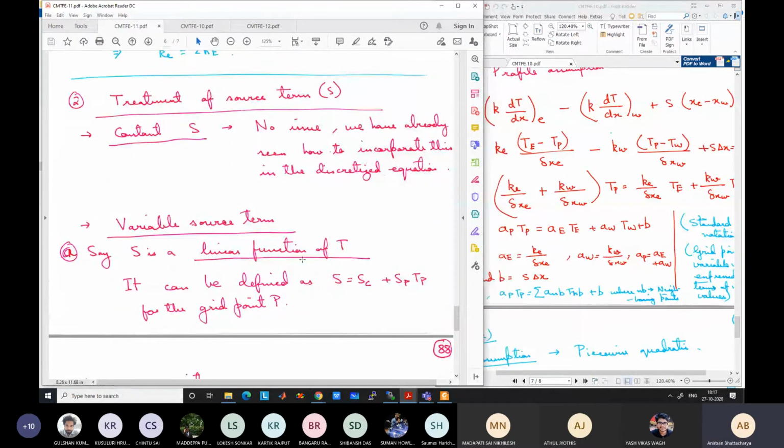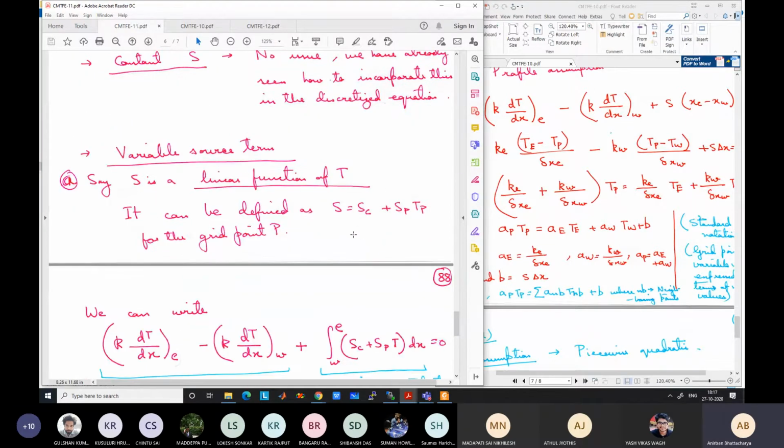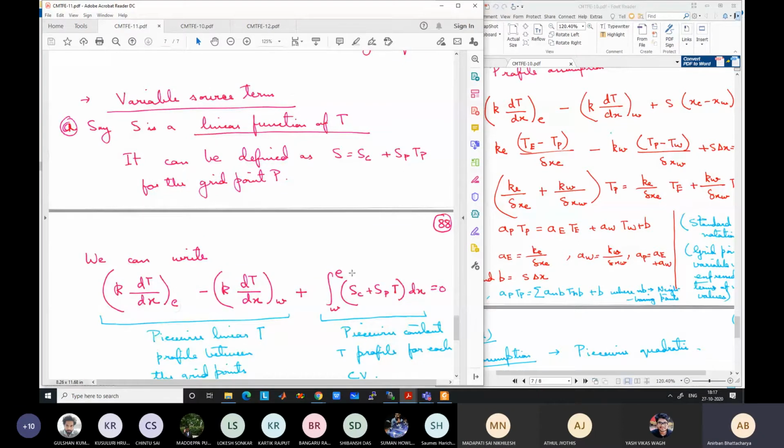If S is a linear function of T, we can represent S as a constant part plus a linear term, meaning SC plus SP times TP, where SP is the coefficient of the linear function of temperature, and SC is the constant part. And if you do that, you can again derive the coefficients.